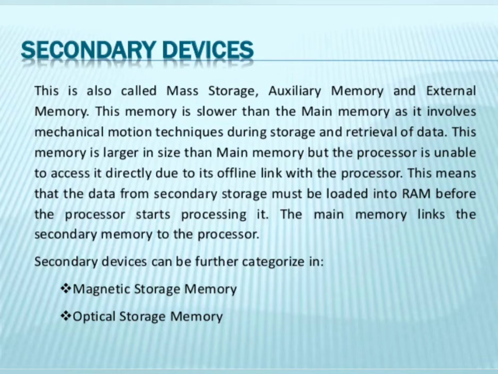Secondary devices. This is also called a storage device, or auxiliary memory. This memory is slower than main memory as it involves mechanical motion techniques during storage and retrieval of data. This memory is larger in size than main memory, but the processor is unable to access it directly. Secondary memory can be further divided into magnetic storage memory and optical storage memory.